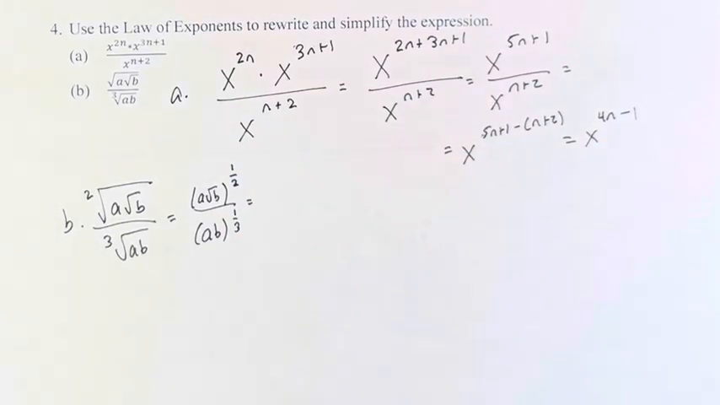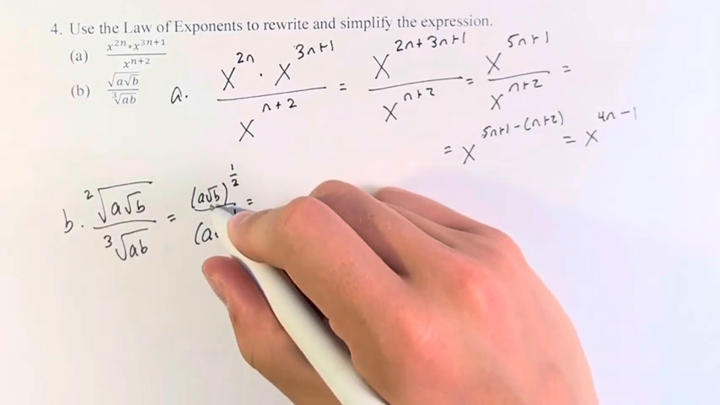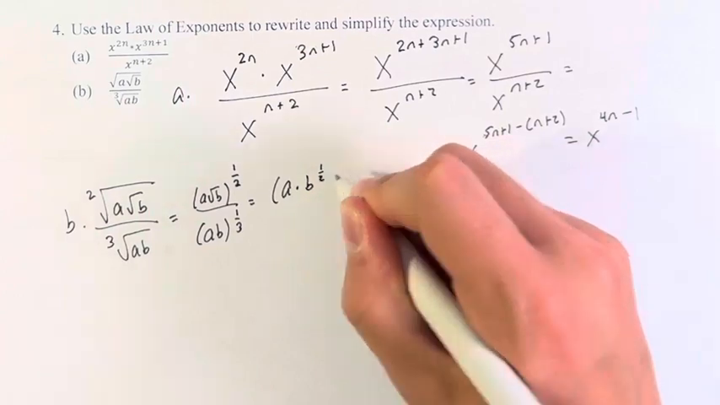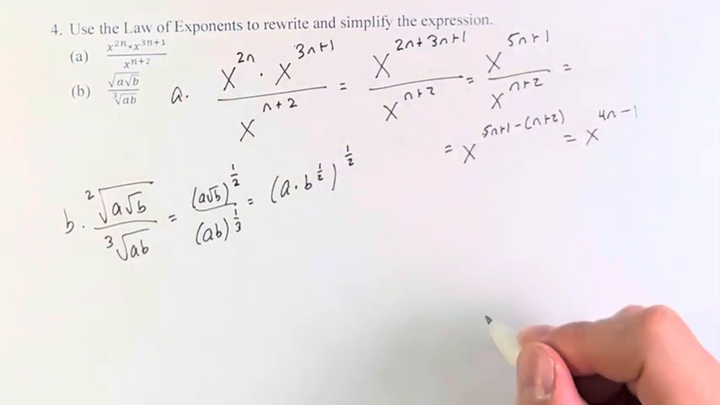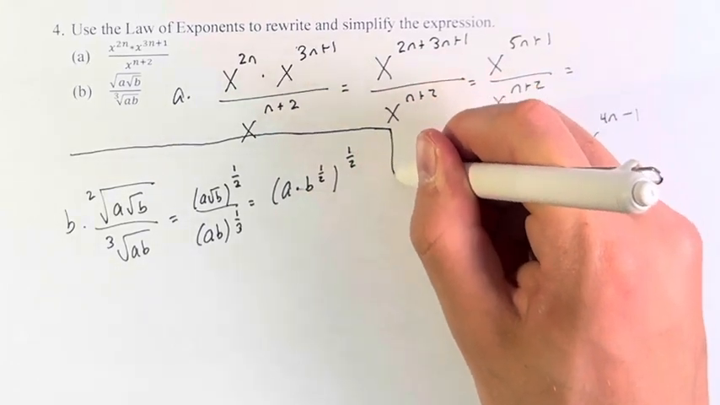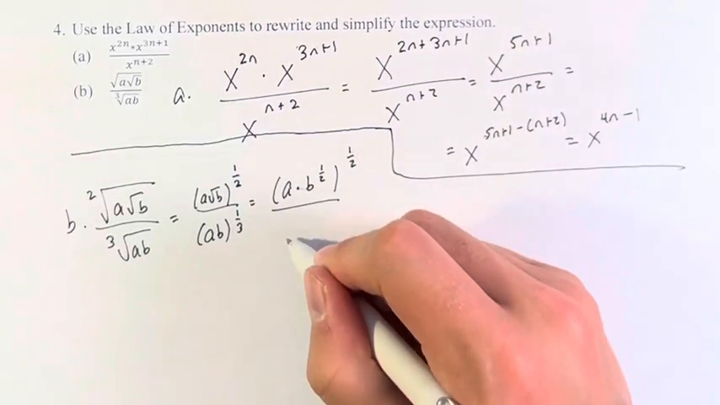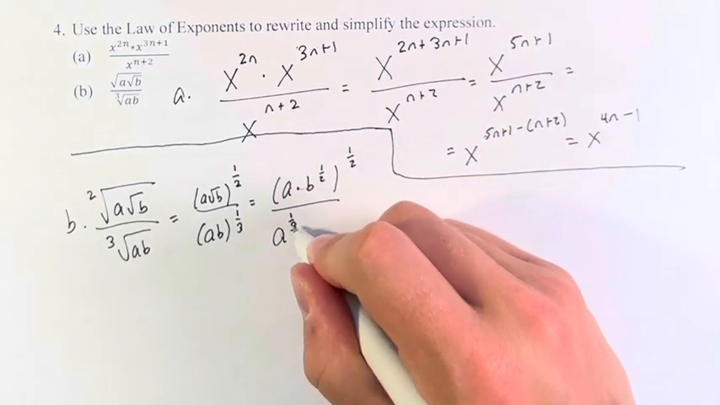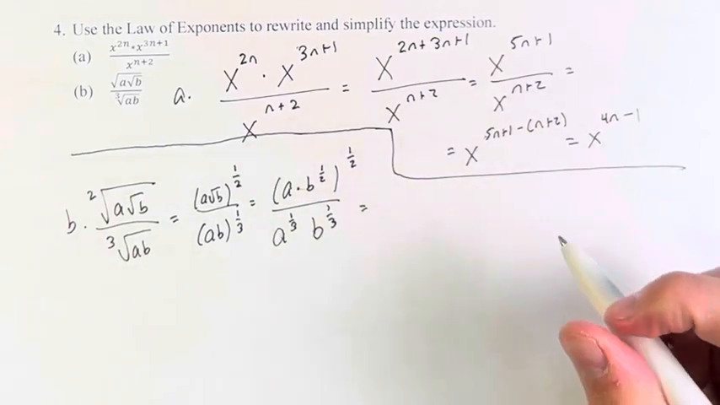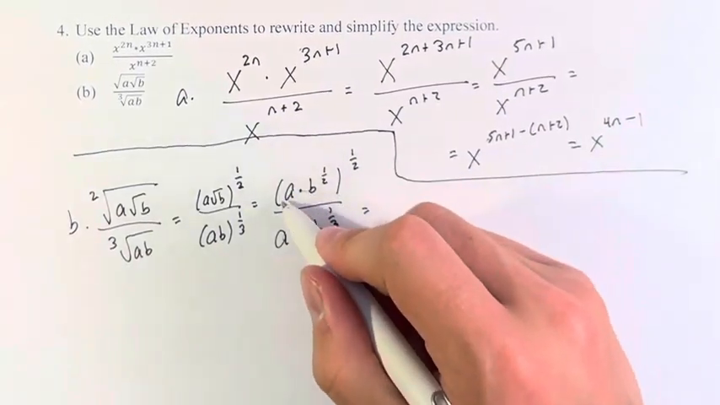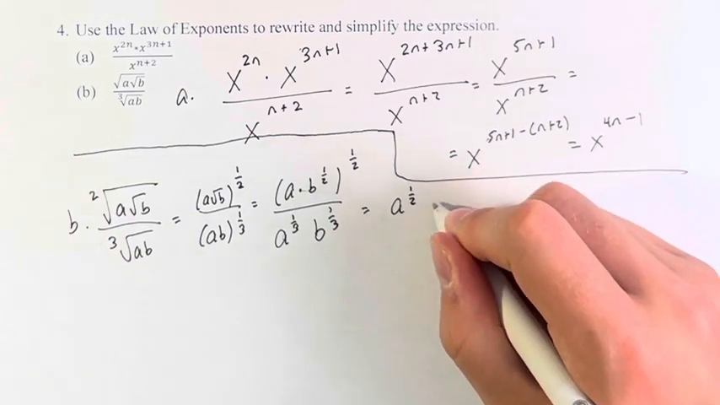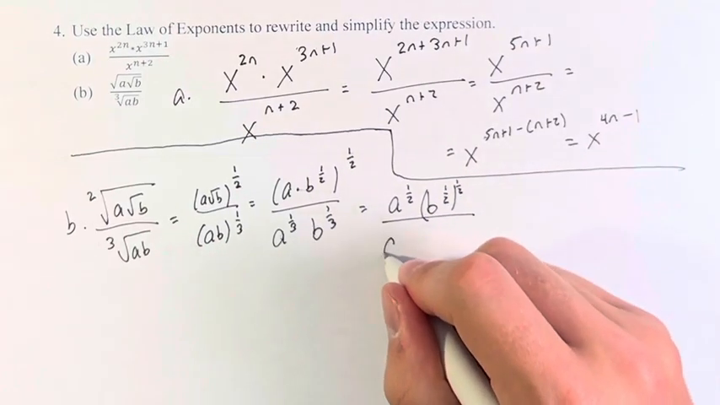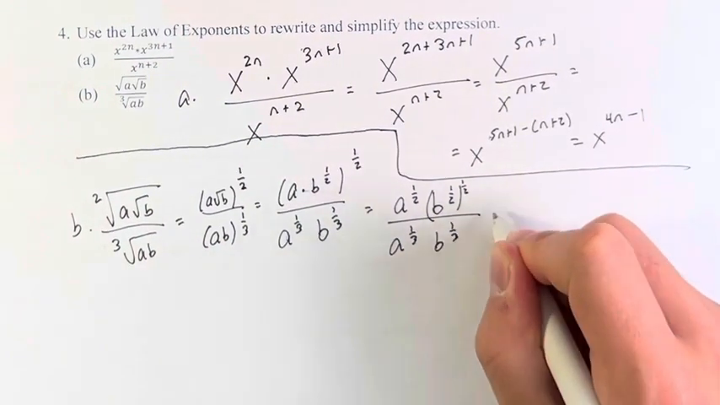Now, we have one more square root. The b is also to the square root, so it's a times b to the 1/2, all to the 1/2. We're going to separate these. ab to the 1/3 is equal to a to the 1/3 times b to the 1/3. This is equal to, distributing this exponent, a to the 1/2 times b to the 1/2 to the 1/2 over a to the 1/3, b to the 1/3.